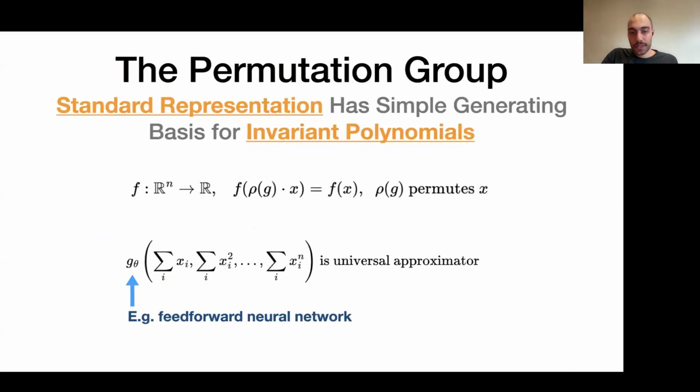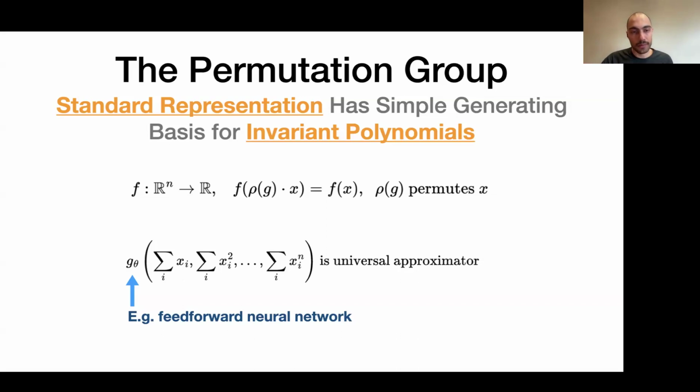Here's an example of this where this story works out very nicely. And we'll find that this example is rather a special case. In general, this story will not be as nice as this, but consider the permutation group with its standard representation. By standard representation, I just mean you have inputs which are n numbers, and the group acts by just permuting those n numbers according to the permutation itself. This is what you would think of as a standard permutation.